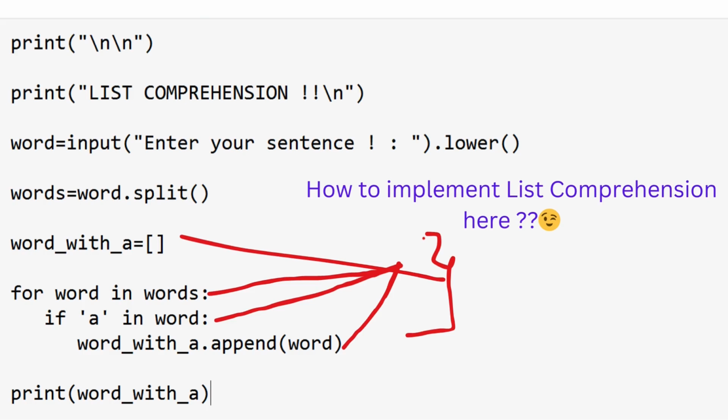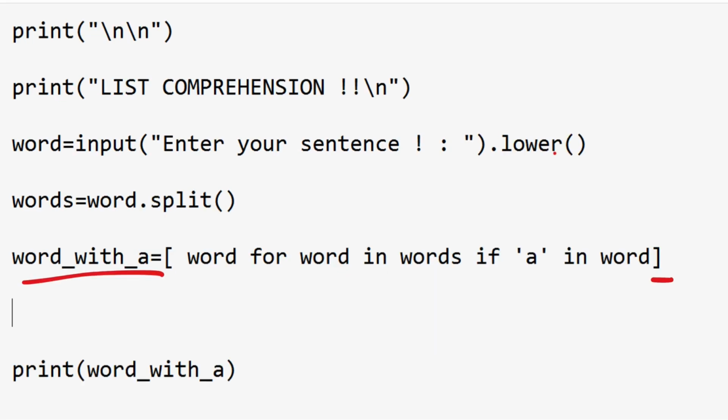The list comprehension is something which helps us to reduce the number of lines needed to do the operation. So how can we do it? See, according to this program, what is the main thing that we are doing here? We have to create a list with words which has A in it. Okay. So for that, using the list comprehension, we can do it like this. What is the list name that we have to create? Word with A. That is what we have to create.